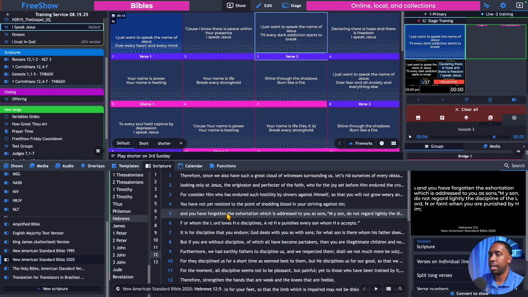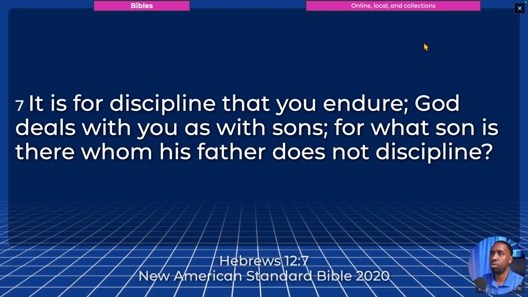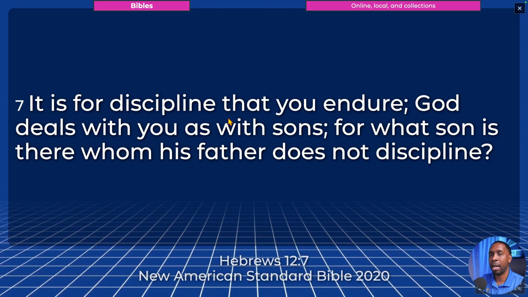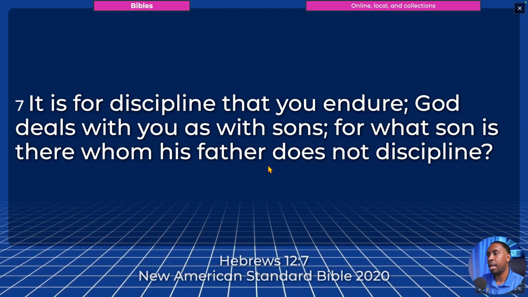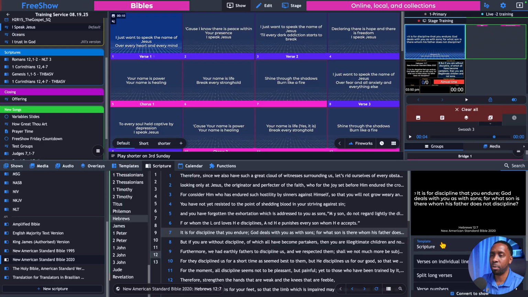I can select that, and you'll see that the New American Standard Bible shows up here, and I can double click, and those verses will show up in your main display for your audience to see in that same template that you've got down here, which is my general default scripture template. All right. And you can do a lot of cool things with the Bibles.